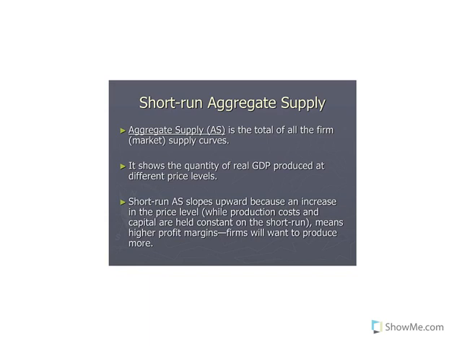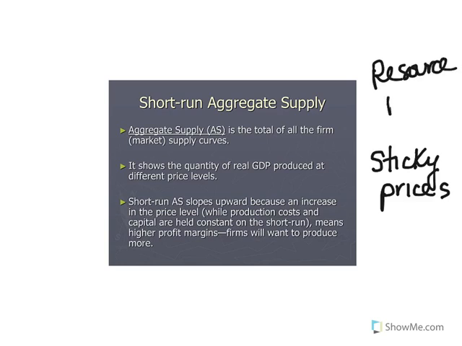and services. Now, the reason why their profit margins will increase in the short run is because we believe that production costs and capital are held constant in the short run. So what that means is that the cost of the resources to the firm are not going to immediately increase when the price of the final goods and services are increasing. A word that we use to describe this is what we call sticky prices. In other words, in the short run, the resource costs are sticky. They're not going to automatically change in the short run. So resource prices are sticky.